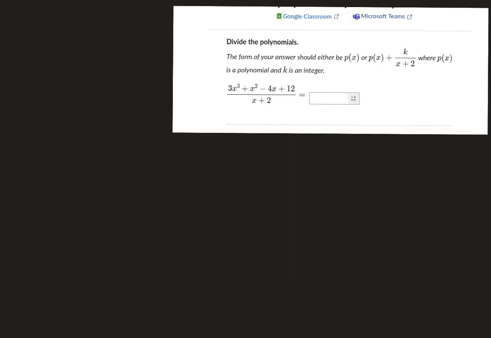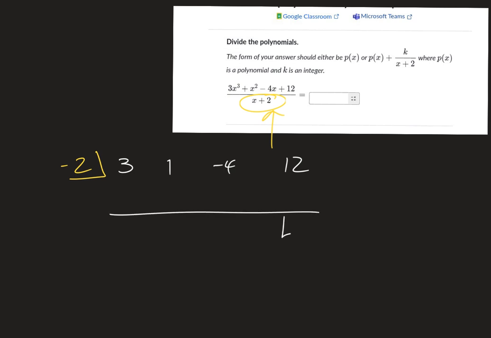So to do this using synthetic, the first thing you have to ask yourself is, what is the 0 of the denominator? And that 0 would be negative 2. That's how we're going to start. Then you just put in all your coefficients. It would be 3, 1, negative 4, 12. And what I like to do is draw a little line here and a little box. And this pattern is simple. The first one you always just bring straight down.